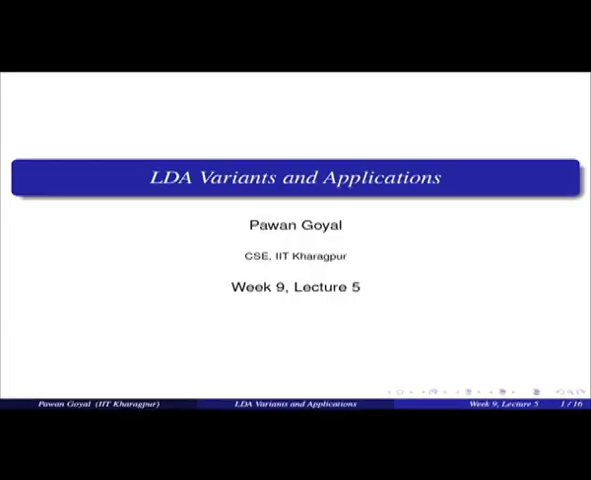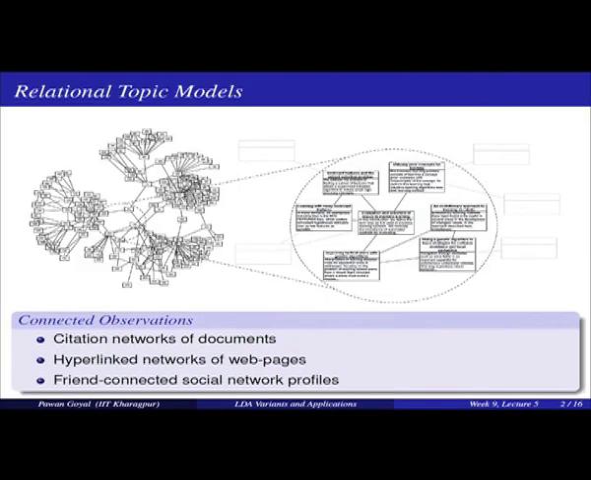So in this lecture, we will also see 2 other variants. One is called relational topic models, another is some sort of non-parametric Bayesian models, and we will see what sort of applications they can be used for. So what is the idea of relational topic models?